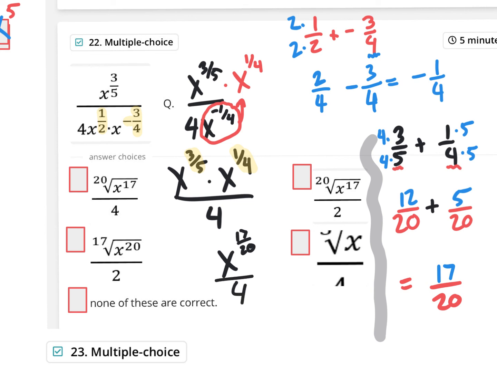Now we should all know that it is power over root. So let's rewrite our final answer. The power is 17. So as we compare our answers here, the power is 17 over the root 20, all over that 4 in the denominator. So this is the answer right here: the 20th root of x to the 17th all divided by 4. I hope this helps.